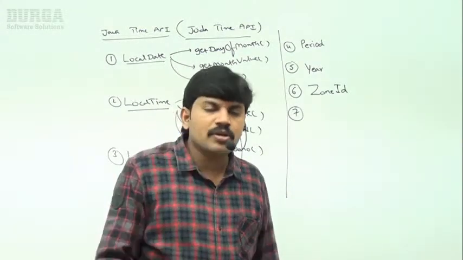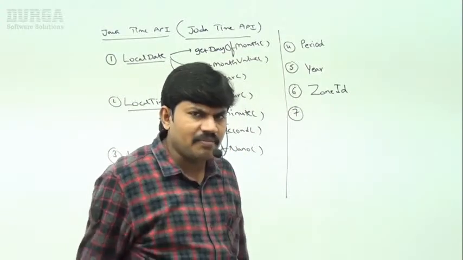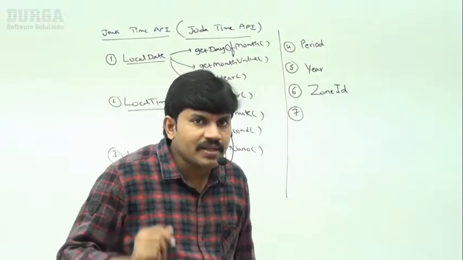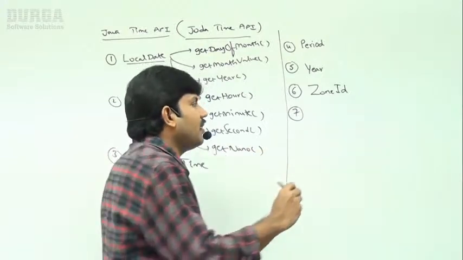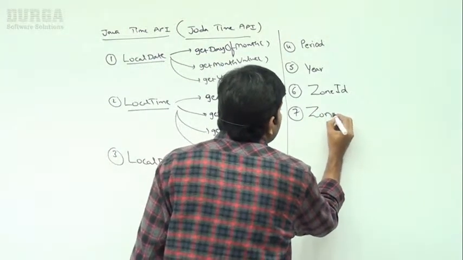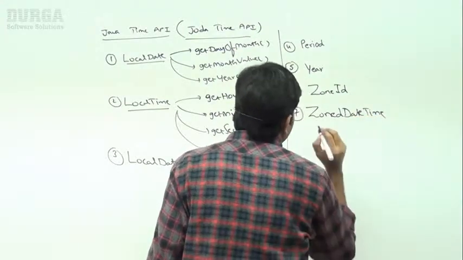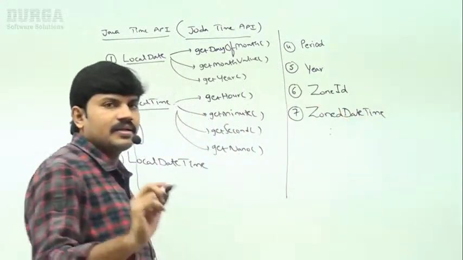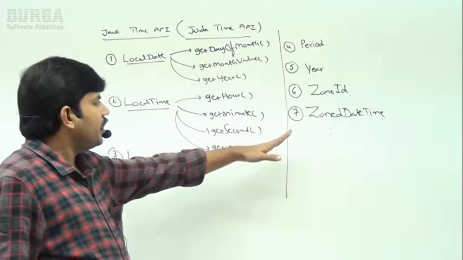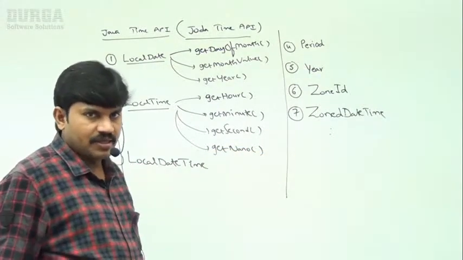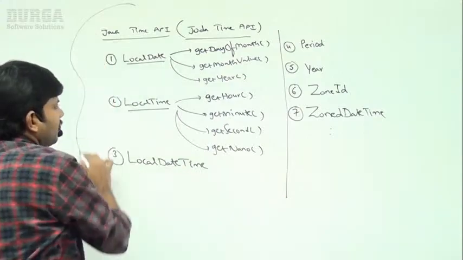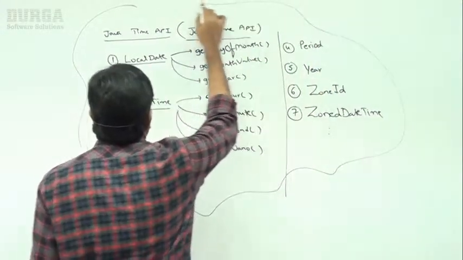Next, in a particular zone, what is the date and time? To represent that, we have the ZonedDateTime class. We covered up to this, is it clear? A beautiful concept came in the 1.8 version.